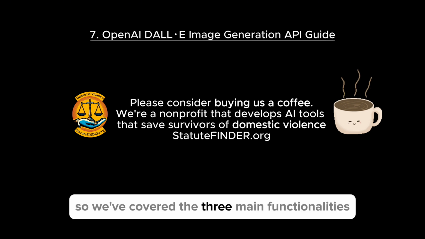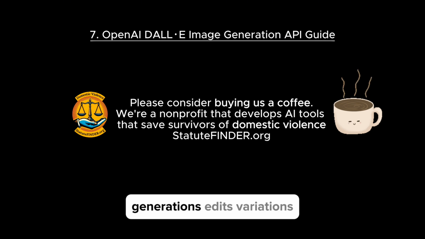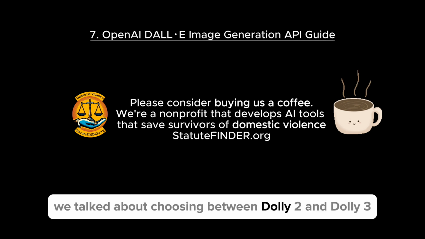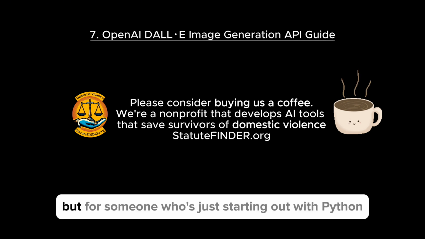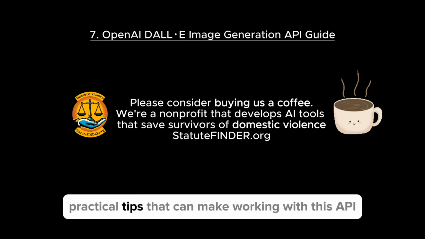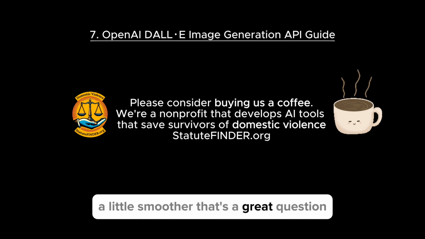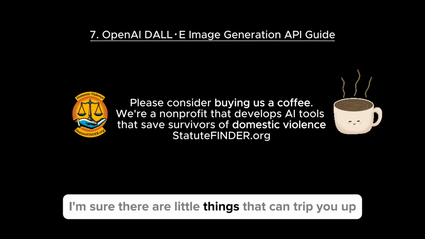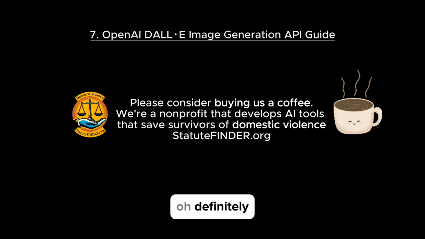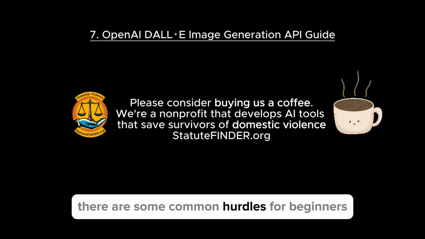So we've covered the three main functionalities: generations, edits, variations. We talked about choosing between DALL-E 2 and DALL-E 3. But for someone who's just starting out with Python, what are some practical tips that can make working with this API a little smoother? That's a great question. I'm sure there are little things that can trip you up when you're first starting out. Oh, definitely. There are some common hurdles for beginners.